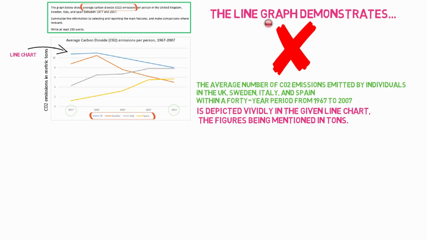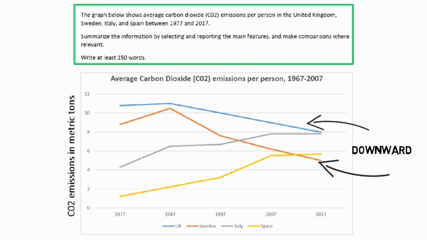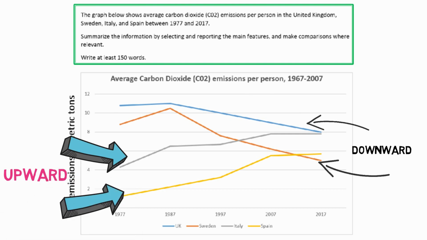Now, let's go to the overview. The first thing we need to know is the general trend. Very easy, as you can see here, the UK and Sweden obviously show a downward trend. However, Italy and Spain are increasing, so they show an upward trend. That's the first thing, the general trend.